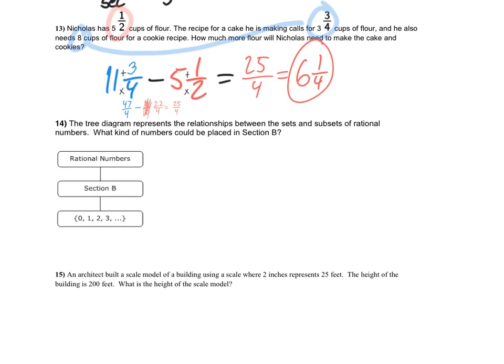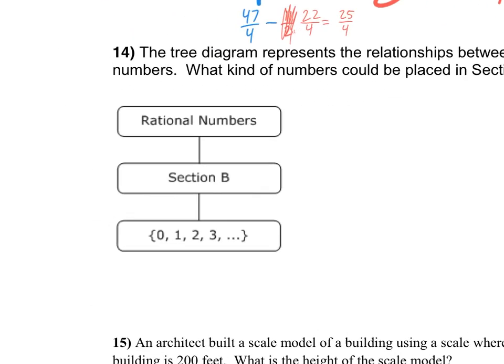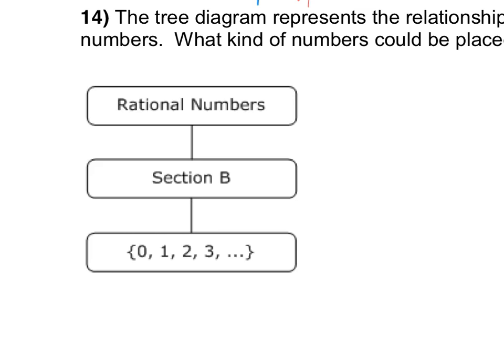Number 14. The tree diagram represents a relationship between sets and subsets of rational numbers. What kind of numbers should be placed in section B? All right, so rational numbers. I want you to remember that these are like decimal numbers. We've got parts, we've got fractions, no weird numbers like pi, and we also have positives, negatives, whatever else.